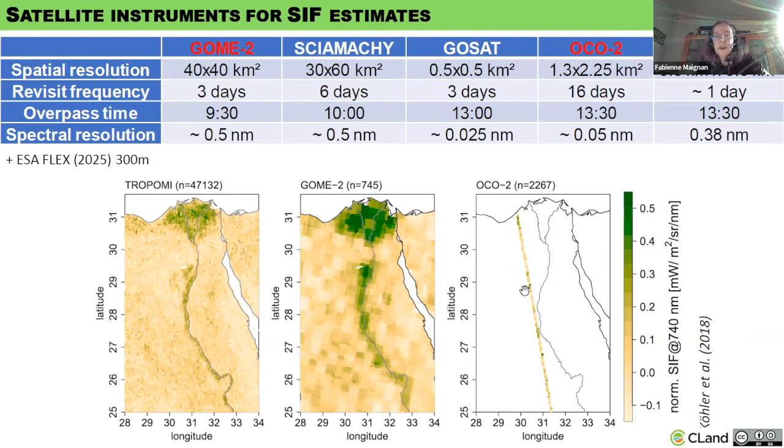you see we have a poor spatial coverage. And more recently, since 2018, we have access to the TROPOMI data. It's on board the ESA Sentinel-5P satellite. And so you have a global daily coverage. So this is very interesting for a land surface modeler. And in a few years, we expect to have the ESA FLEX instrument with a high spatial resolution of 300 meters.